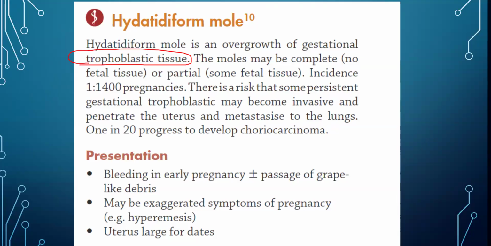But the pregnancy test can come positive in this case. Patient can have all the early pregnancy symptoms as well. You can see here, there is a risk that sometimes persistent molar pregnancy or hydatidiform mole can become invasive and penetrate the uterus and even can metastasize to the lung. 1 in 20 can develop into a choriocarcinoma. So that's our main concern with molar pregnancy.